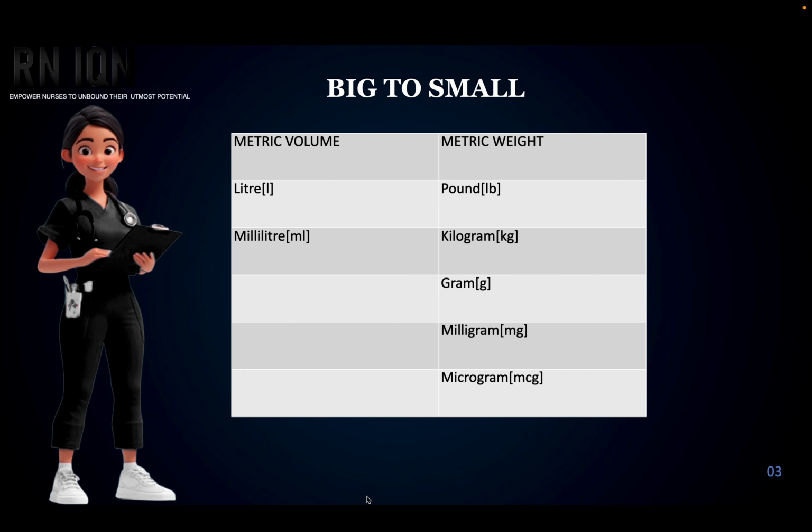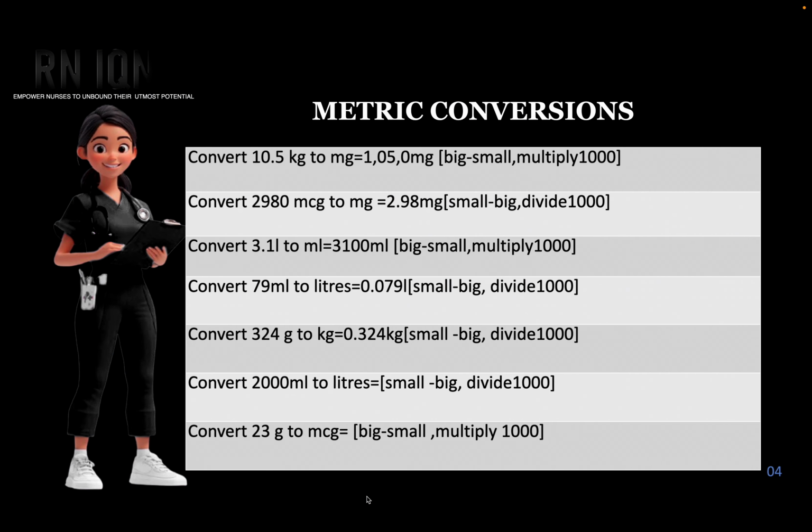Here I mentioned the units in an ascending order, that is from bigger to smaller. As I told you earlier, once you know the sequence, either descending or ascending order, you simply apply the rule. In order to convert bigger to smaller units, multiply by 1000. And in order to convert from smaller to bigger units, you have to divide by 1000. Let's go through a few examples.